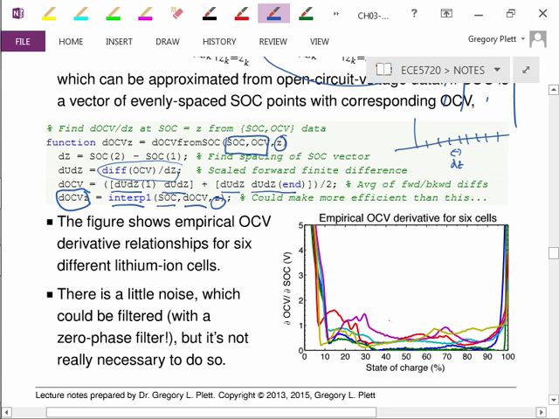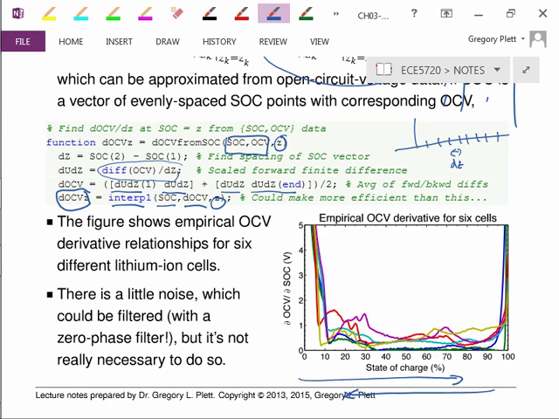If I did filter, I'd have to be very careful because filtering adds lag. It shifts things over. So I would have to use something called a zero phase filter in order to do the filtering properly, which amounts to filtering forward and filtering backward, and then combining the two results in such a way that there was no group delay, no phase shift in your derivative. So it's complicated to do it right, and it's not necessary to do it, in my opinion, so I would advise you not to unless you've got a really good reason to do so.